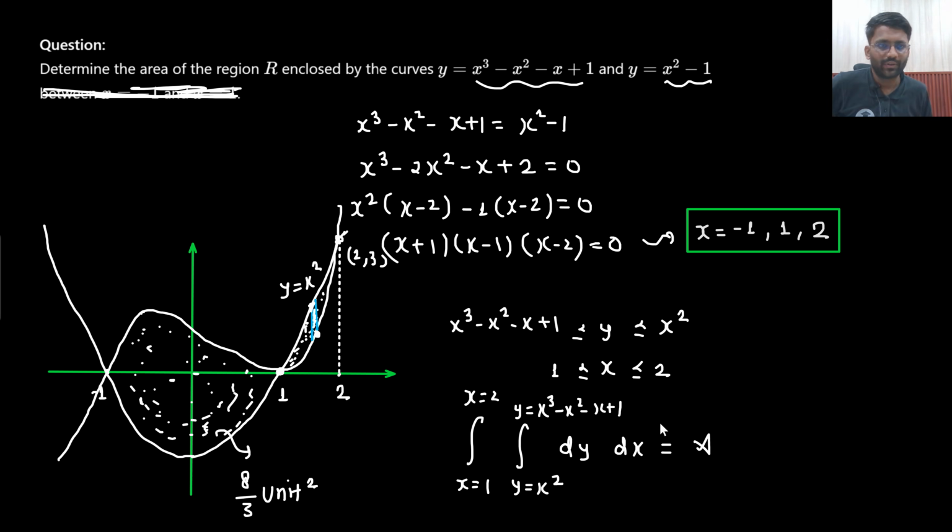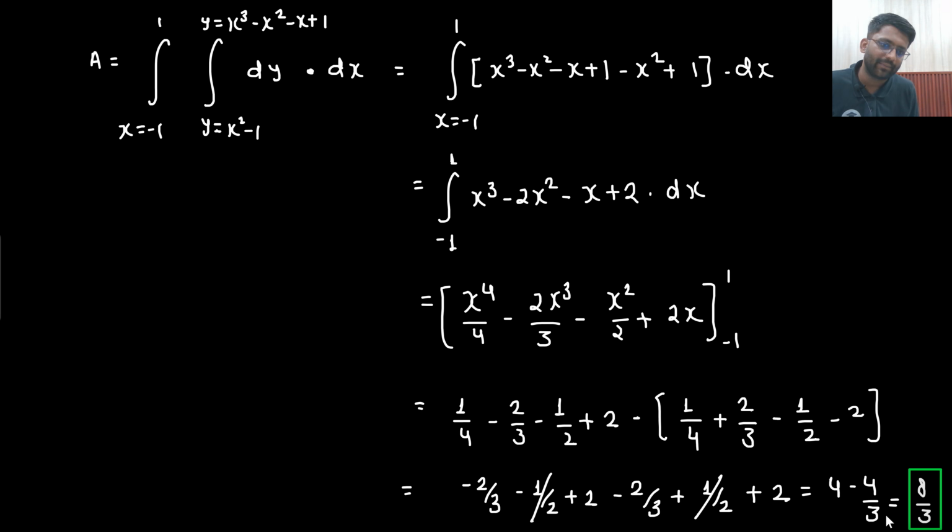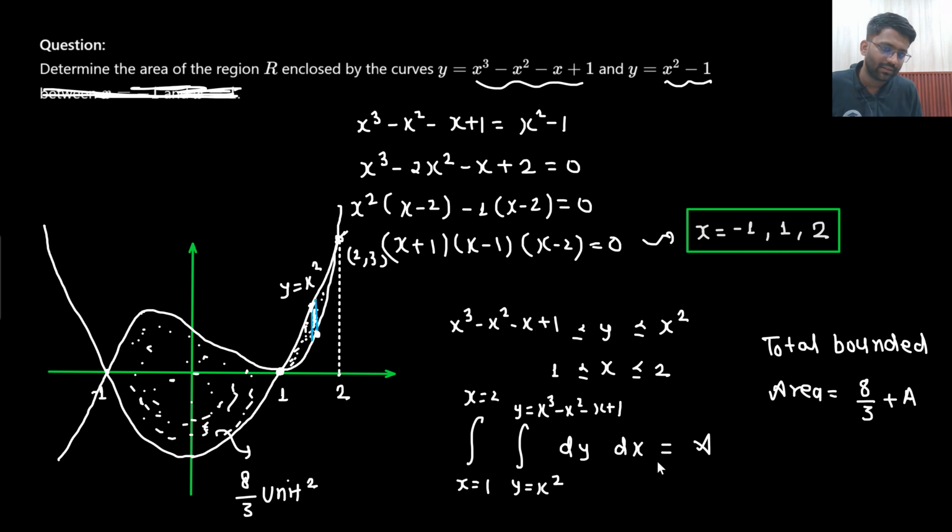You can do it on your own. Someone can do the calculation and write down the answer in the comment section. Then what will be the final answer? The total bounded area would be nothing but 8 by 3 plus A. So when you solve this integration, some area A you would get, and 8 by 3 plus A would be the answer.